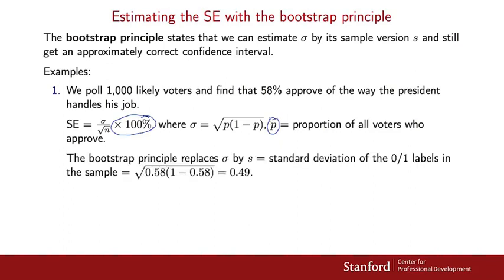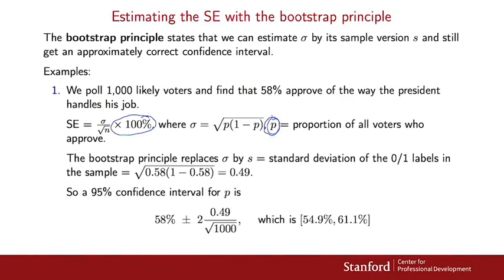The bootstrap principle then says to replace sigma by S, which is the standard deviation of the 0-1 labels in our sample. And if we compute that standard deviation, we get square root 0.58 times 1 minus 0.58, which is 0.49. And by the way, that's exactly the same answer we would have gotten if we had plugged in, instead of p here, our estimate from the sample.